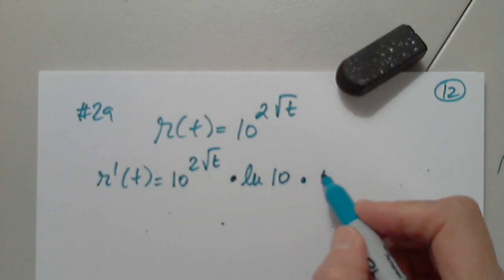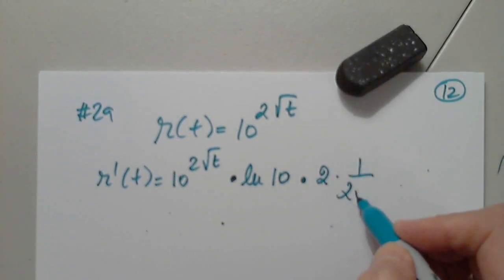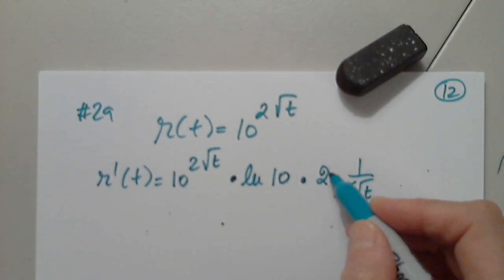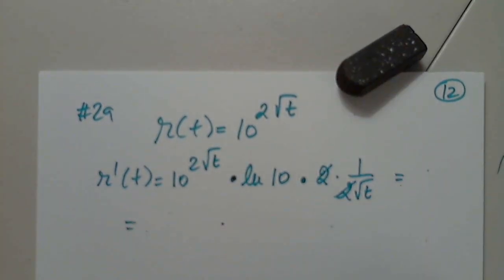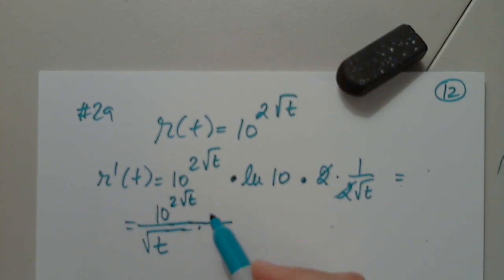But when I differentiate this, I get 2 times 1 over 2 the square root of t. All I have to do is just simplify. And this is it. I will rearrange it as 1 over the square root of t. I can put the 10 raised to 2 the square root of t, times natural log 10, in the numerator, so it's not confusing, and that's the answer. See if you have any questions on this problem.